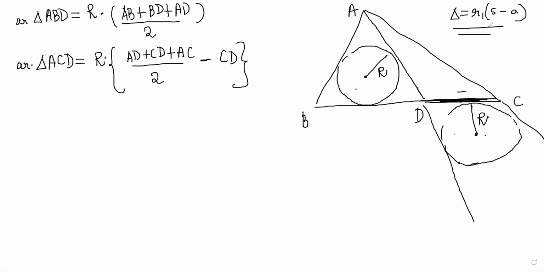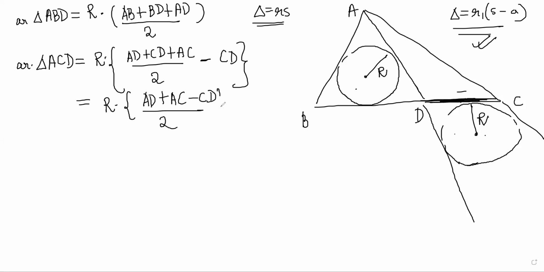So I'm using this formula in the second case, and I'm using del is equal to RS in the first case, right? So this can simplify now like this. It becomes (AD plus AC minus CD) by 2, right? That is area triangle ACD, correct? Now we have two results, area ABD and area ACD.